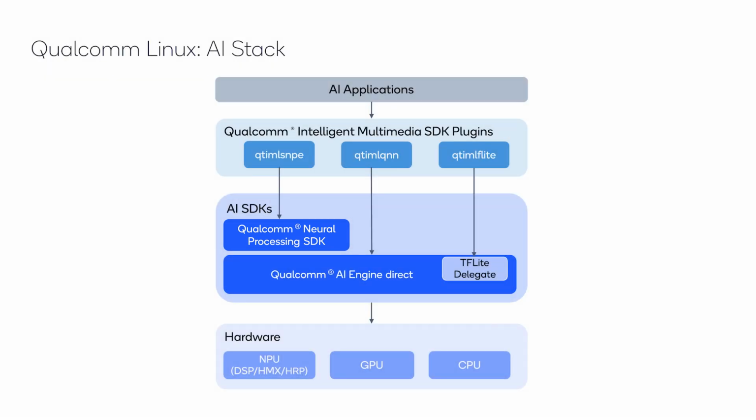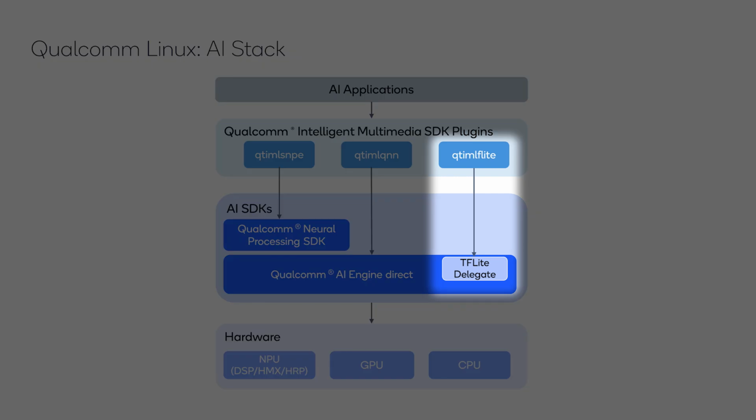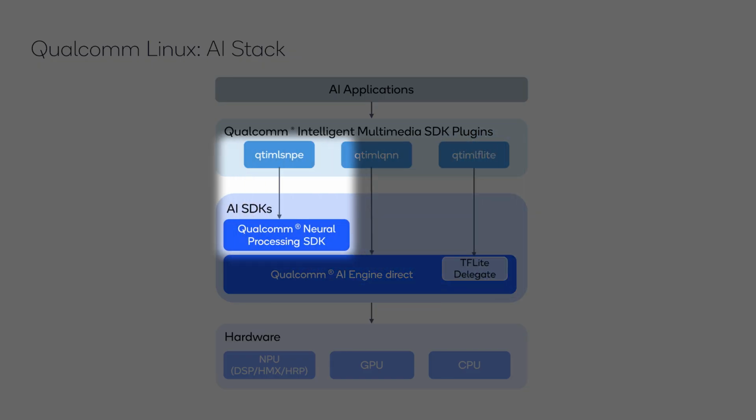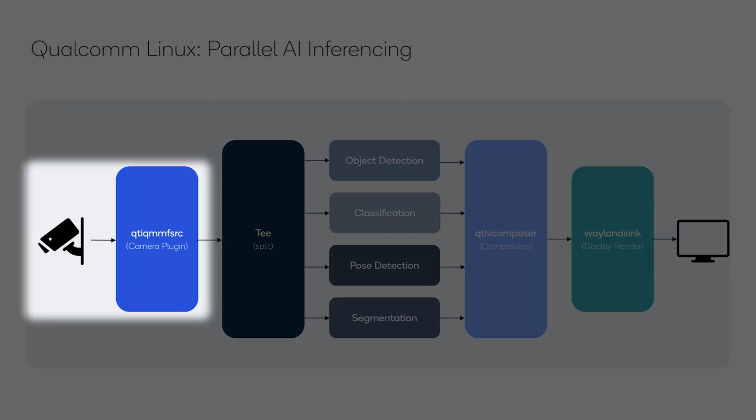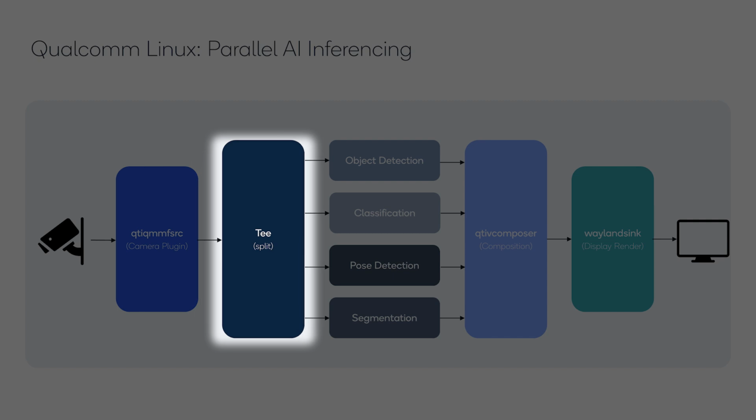Out of the 4 AI models featured in the AI parallel inferencing, 2 use TF-Lite inferencing and the other 2 use Qualcomm Neural Processing SDK based inferencing. Before we get into the details of inferencing, we will first take a quick look at the entire pipeline. The input stream originates from a live camera feed. It is then split into the 4 parallel streams.